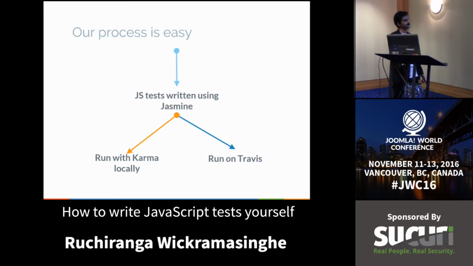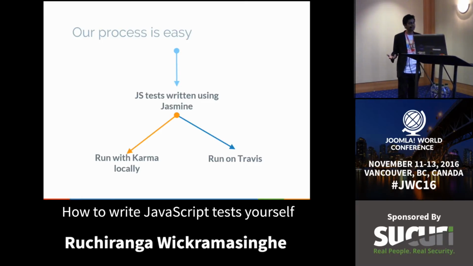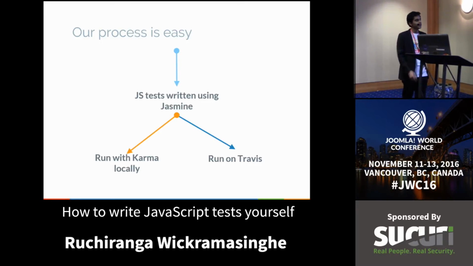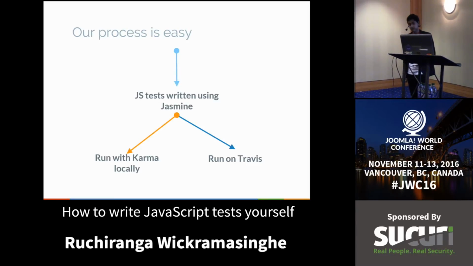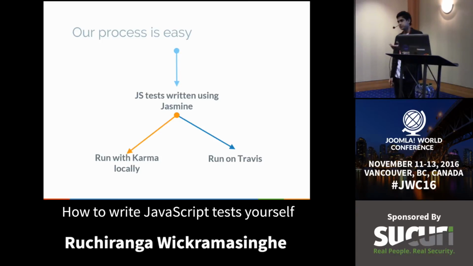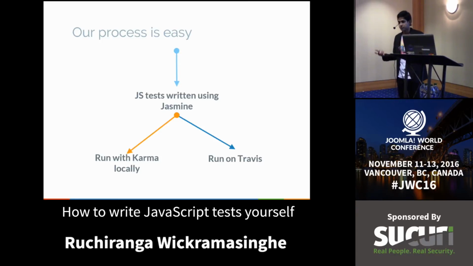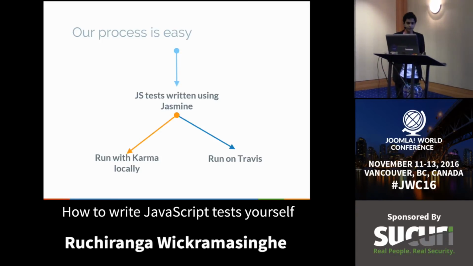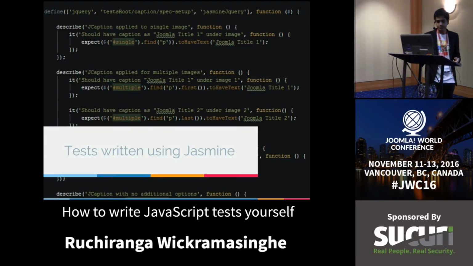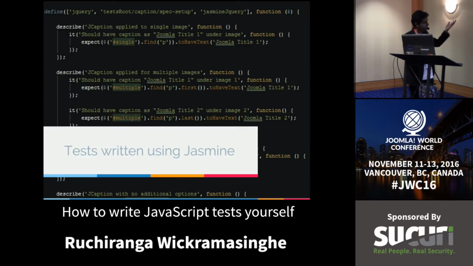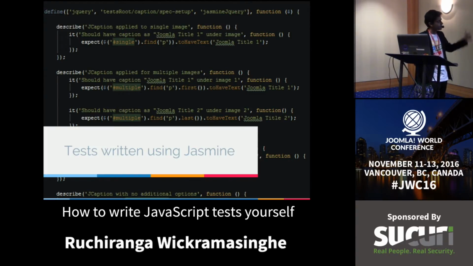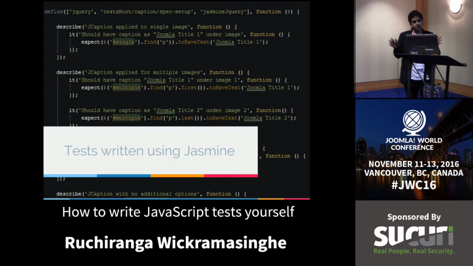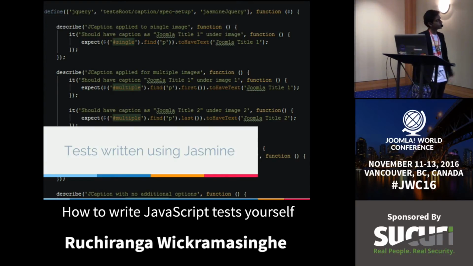Our process is very easy. We use Jasmine to write JavaScript tests, and you can either run the tests locally using Karma, or run them on Travis. Actually, you do not have to run it; once you make any pull request, it will automatically run. This is a picture of some actual test cases we have written using Jasmine. I'll take you through a demonstration as well. It's just to show you the syntax.